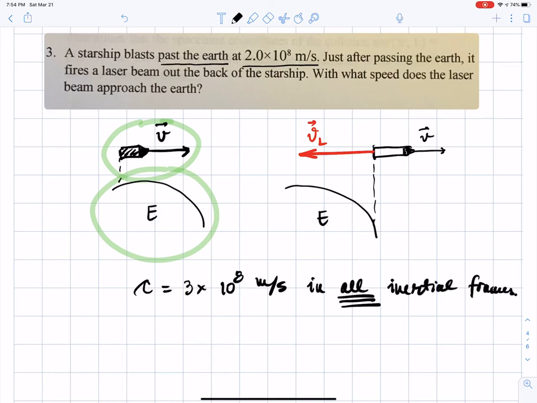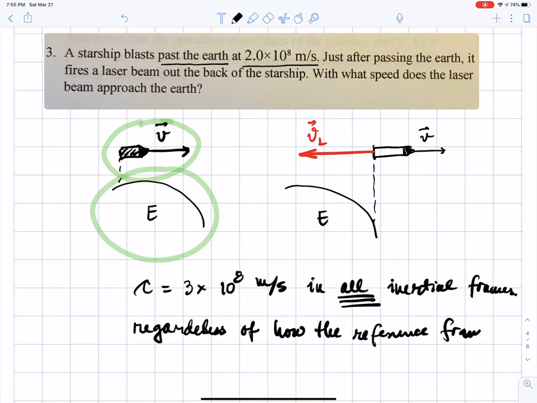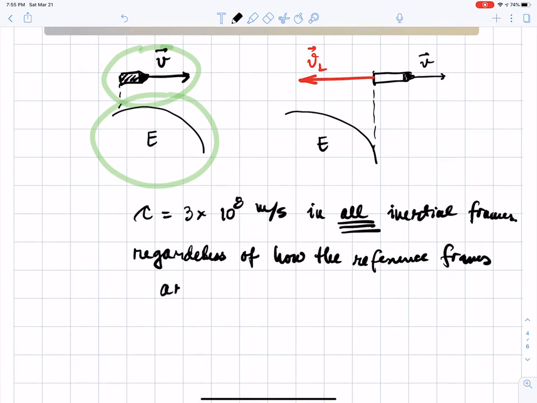So this is one of those semi-conceptual problems where you can refer to that theory a little bit. Regardless of how the reference frames are moving with respect to each other, this is so.